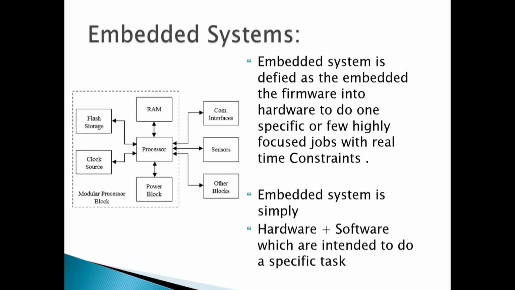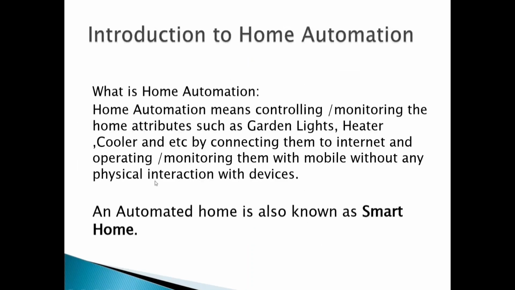Now we will have a look at embedded systems. Embedded system is defined as the firmware in hardware to do one specific or a few highly focused jobs with real-time constraint. Embedded system is simply hardware plus software which are intended to do a specific task. On the left side, we have the simple block diagram of embedded systems. Here we have processor, RAM, flash storage, clock source, power block, computer interfaces, sensors, and other blocks we can add.